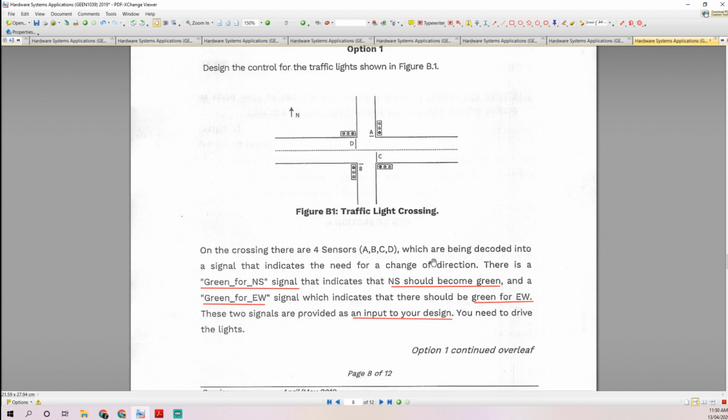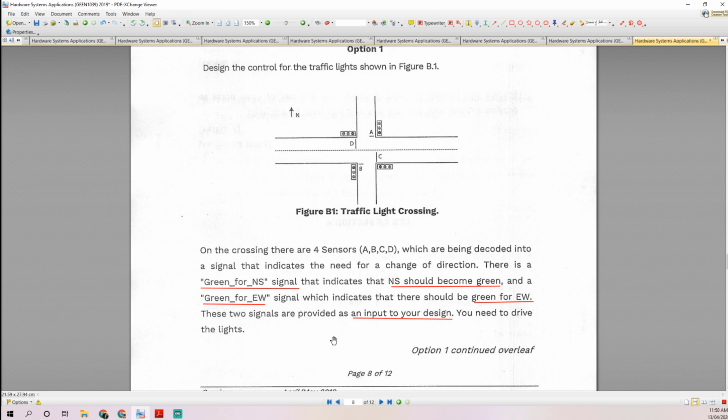Right, so it tells us that the overall system only has 2 inputs, green for north-south and green for east-west. Yes, it lists these sensors A, B, C, D. However, because the question has not given us conditions for A, B, C, D for the lights to transition from green to red, and the question tells us that these signals, green for north-south and green for east-west, are explicitly our inputs, we are only going to consider those signals as our inputs.